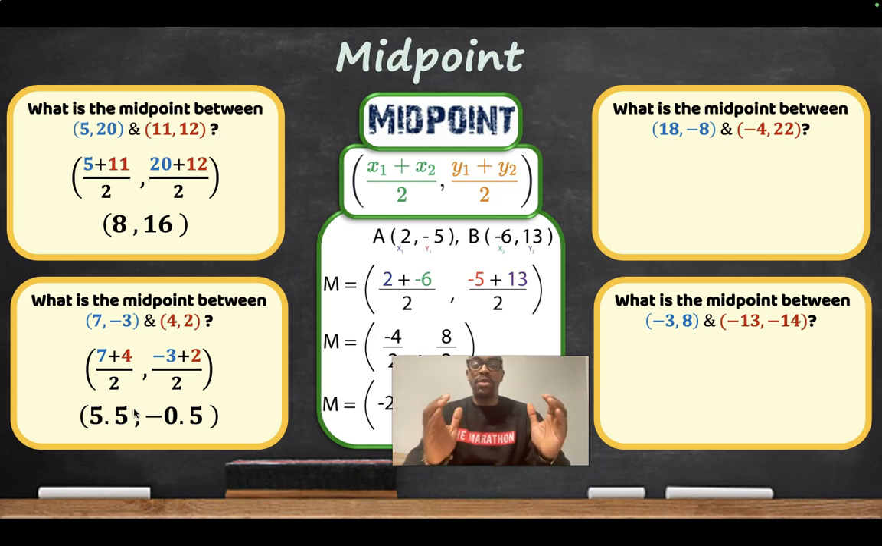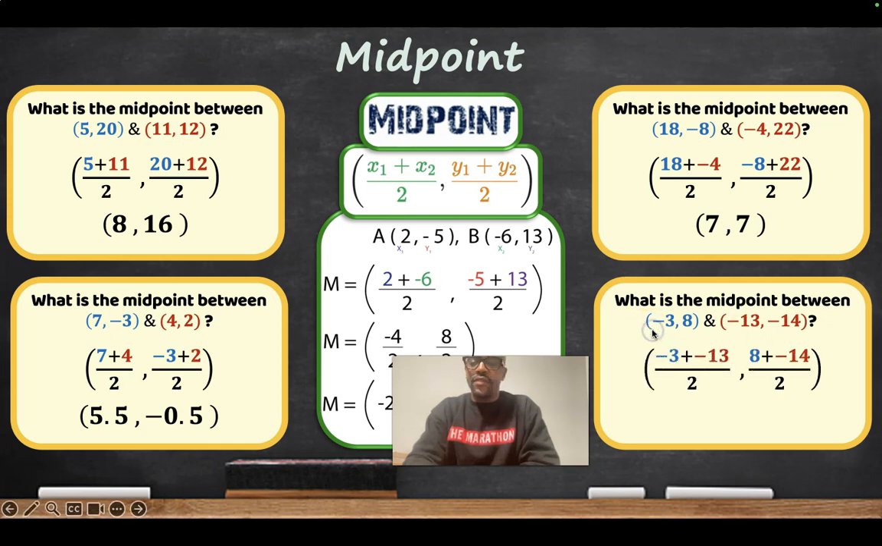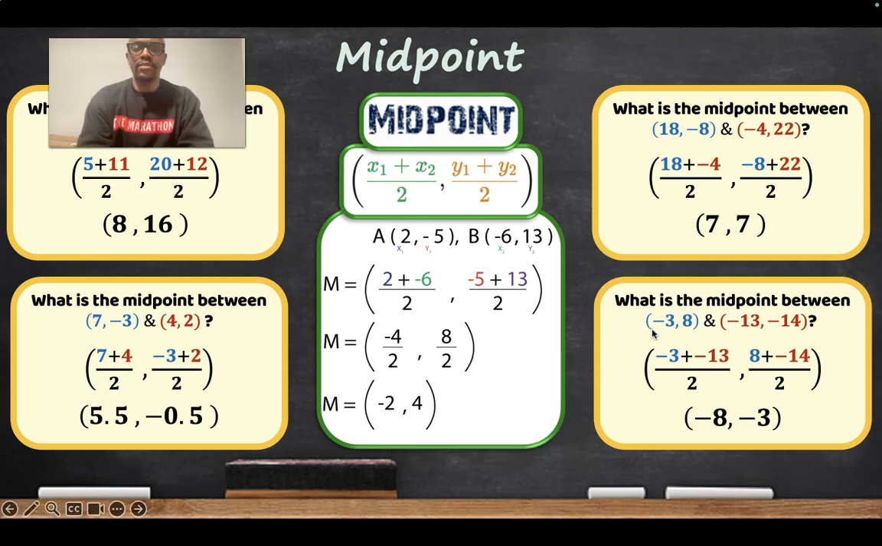So if you type it all in including the parentheses, it's going to give you the answer for you. So now let's go ahead and look at these last two examples over here. What is the midpoint between 18, -8 and -4 comma 22? If you got 7, 7, you are correct. So now as we move forward, what is the midpoint between -3, 8 and -13, -14? If you got -8 comma -3, you are correct.